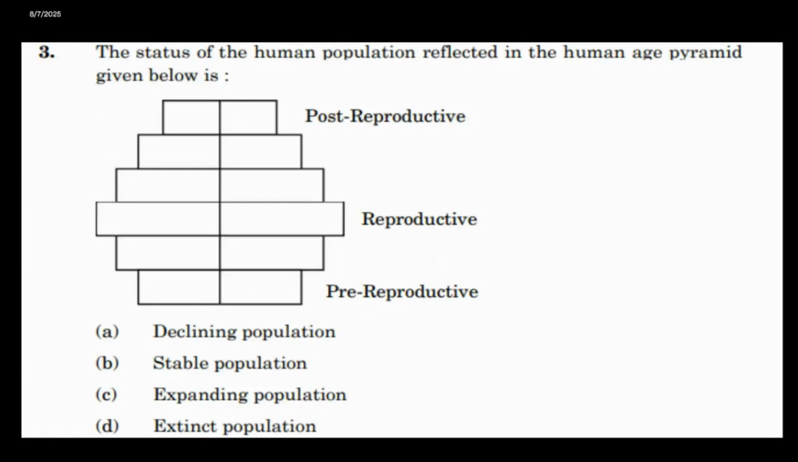The status of the human population reflected in the human age pyramid as given below. This is the post-reproductive age or old age, reproductive age or youngsters, pre-reproductive age, children. By seeing this image, you have to tell whether it is a declining population, stable population, expanding population or extinct population. Extinct population, there is no scope to come. So you can eliminate it. So A, B, C will be there. Let's see which one it is.